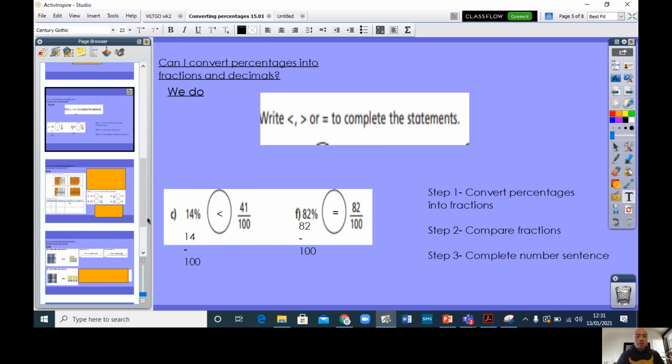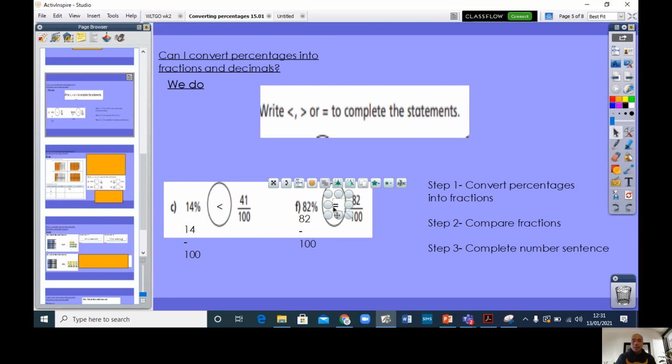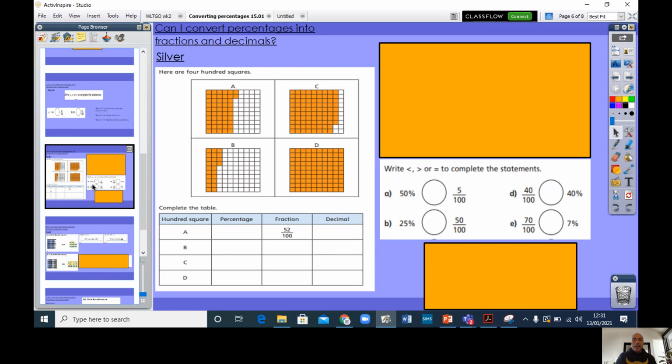Okay, brilliant. We're now going to move on to the silver questions. If you need to look at any of the steps of success, please rewind the video and look at the steps of success again before we start our silver questions, because that would be really valuable. Then we can move forward to silver. Brilliant. Here are the silver questions.